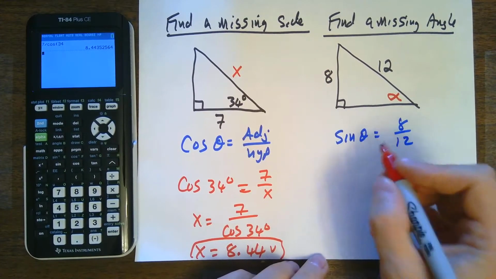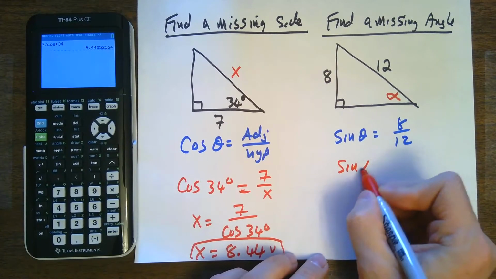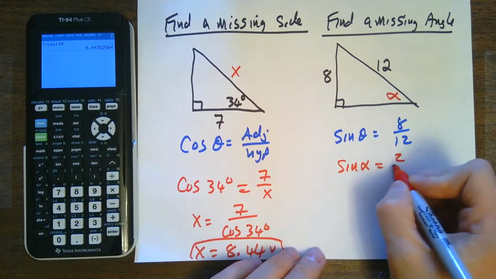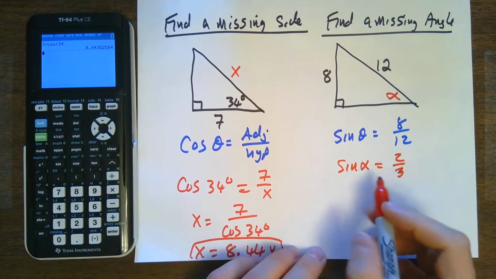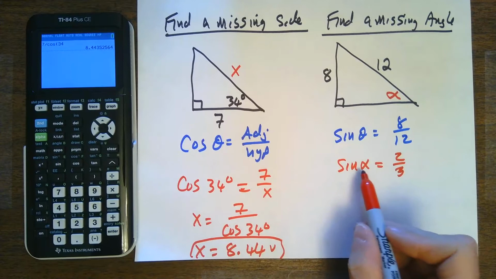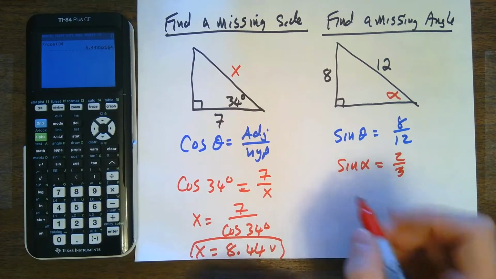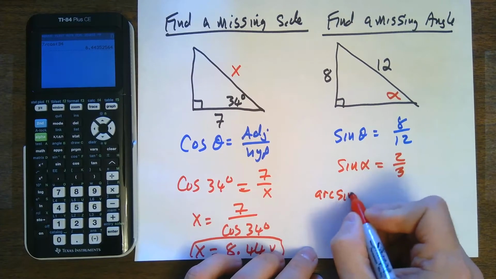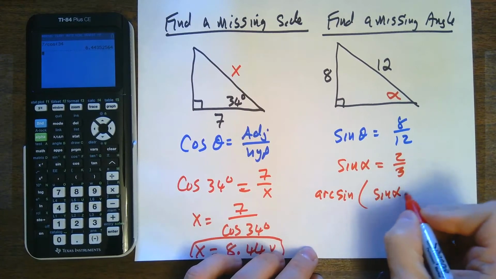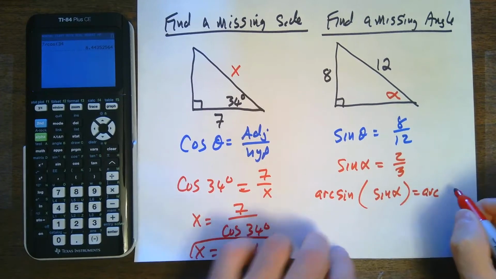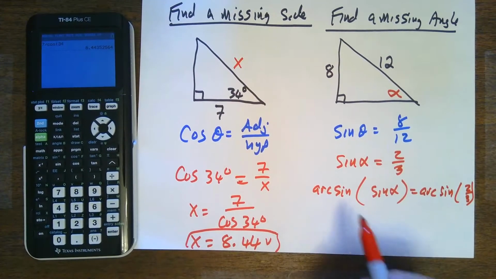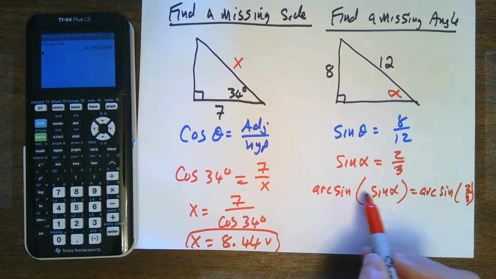So substituting in, the sine of my unknown angle alpha equals 8 over 12. I can reduce that. 4 goes into both of those, so it is 2/3. So now I need to ask myself, well, what angle has a sine of 2/3? Now I do that by using arc sine. I'm going to take the arc sine of both sides, the arc sine, or the inverse sine, and they cancel each other out.